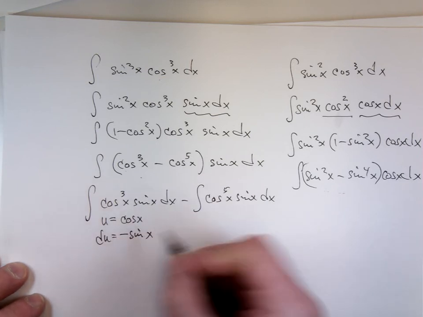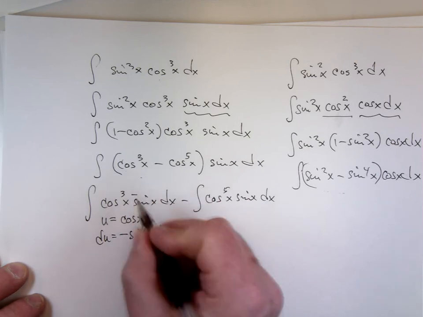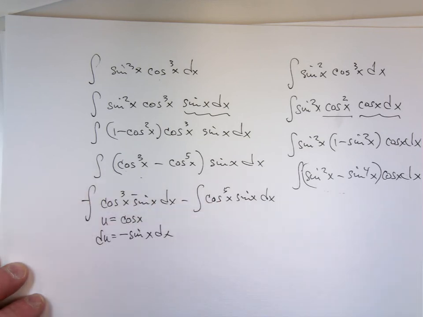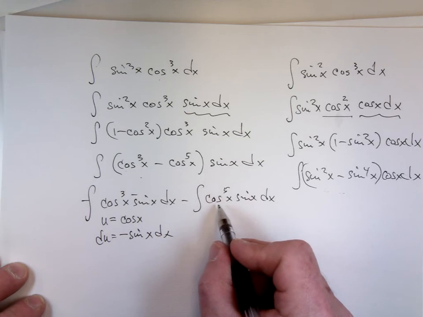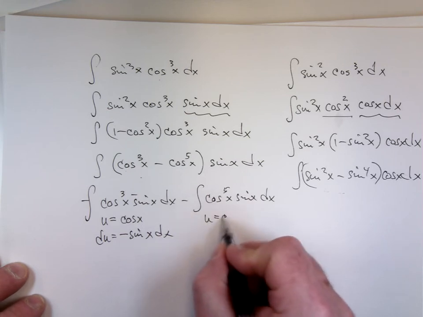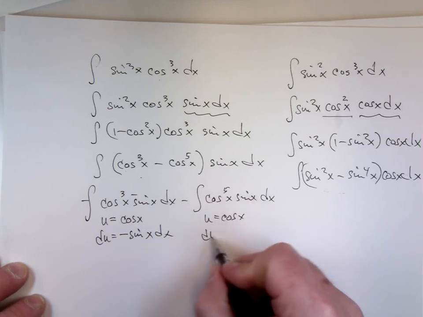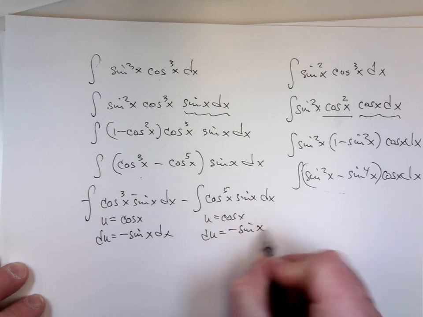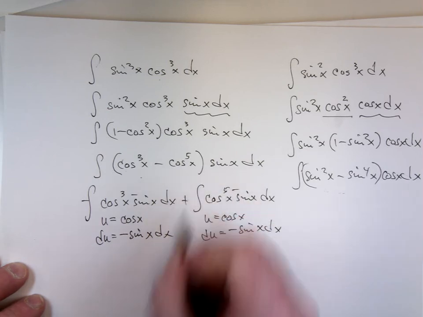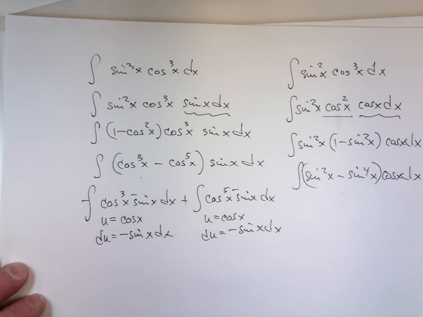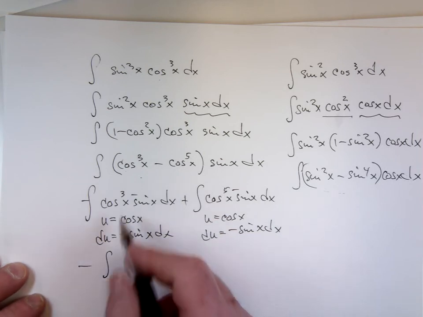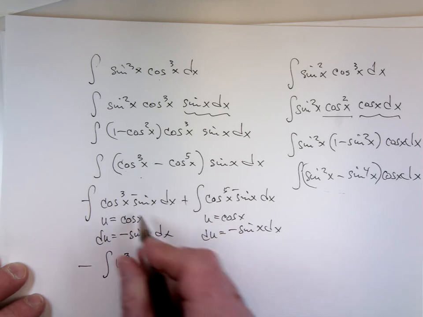What's u in this one? Cosine again. Good deal. The du is a negative sine. Okay, so I have the opposite of the integral of u cubed du plus the integral of u to the fifth du.